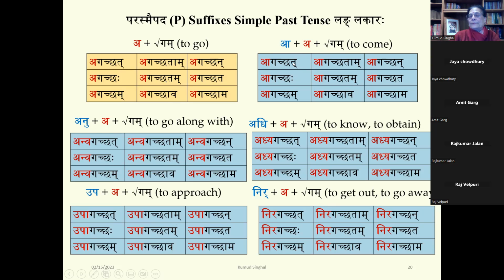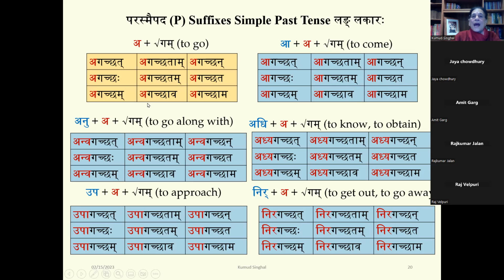He came, right? He or she, or it, he came. Agachatam, agachan, agachah, agachatam, agachat, agacham, agachav, agacham. So here it was go, went, and came.